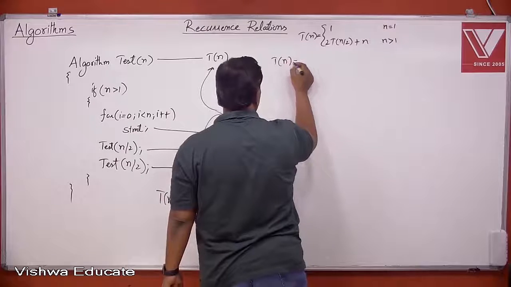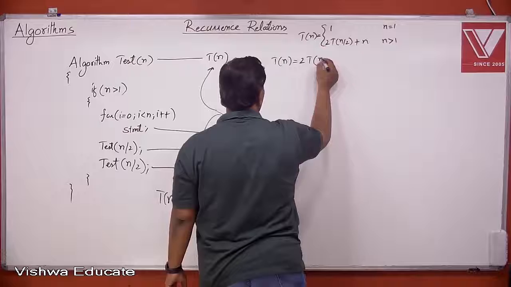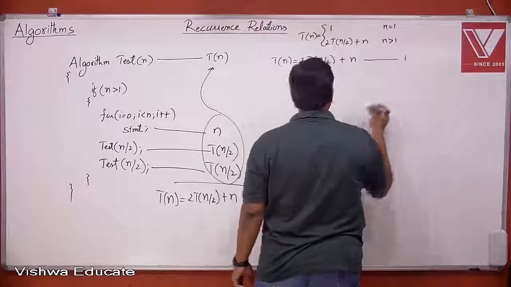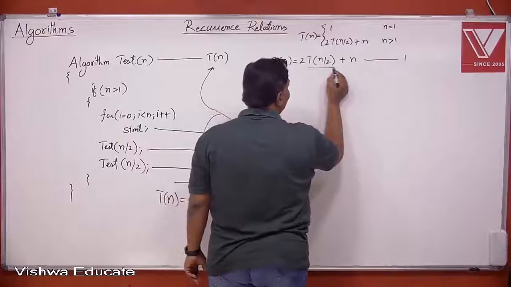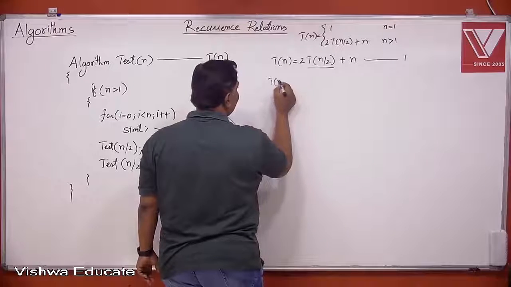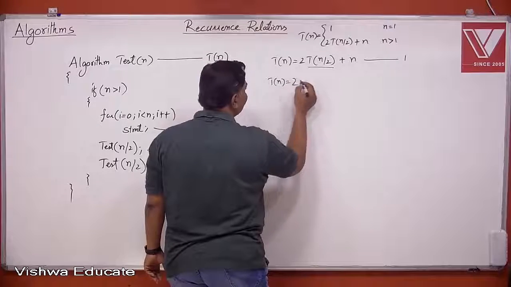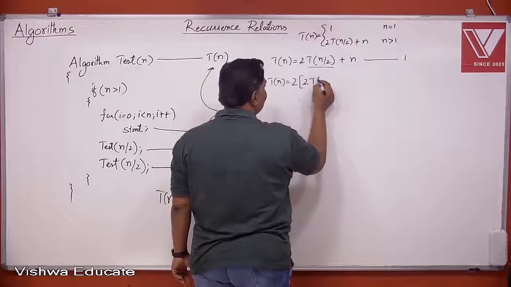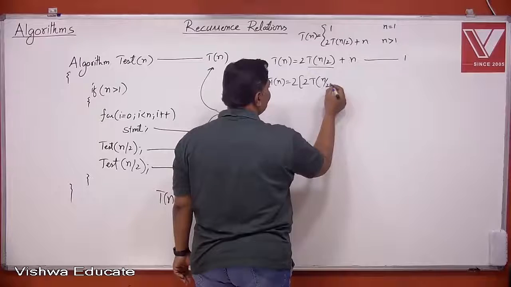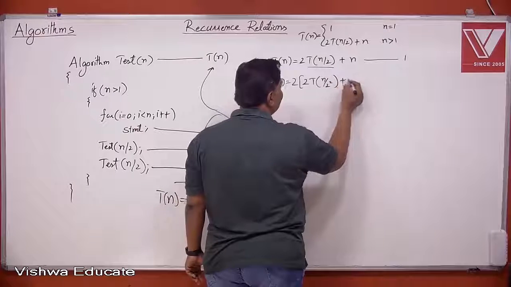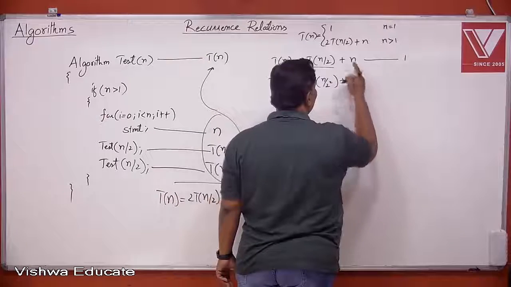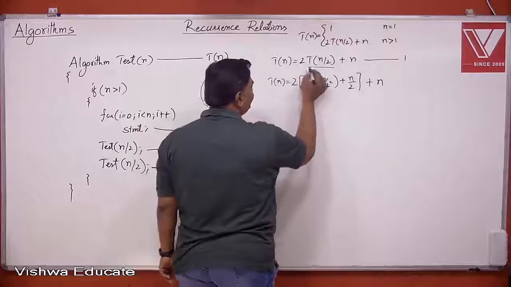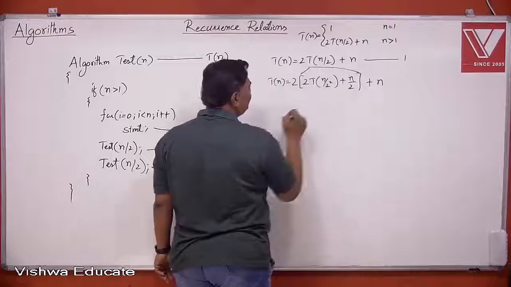Tn is equal to 2 Tn by 2 plus n. This is the first one. I have to substitute this. So Tn is equal to 2, as it is in bracket, how much this will be? 2 Tn by 4, so 2 square, plus n by 2, plus n as it is. So I have substituted from here to here.